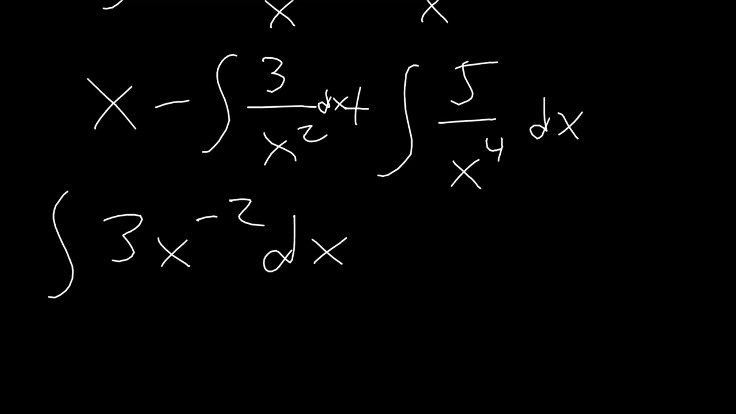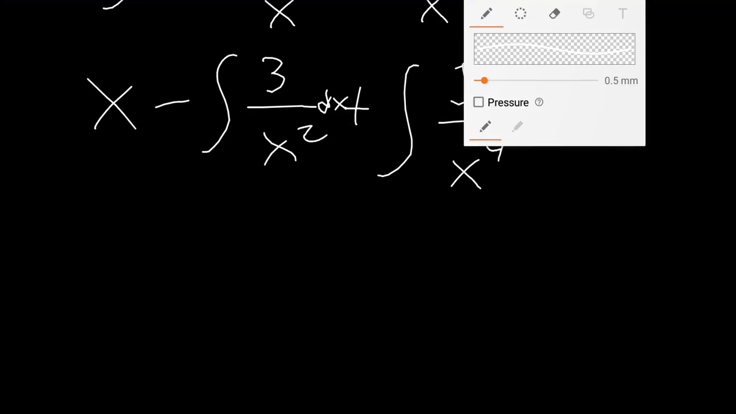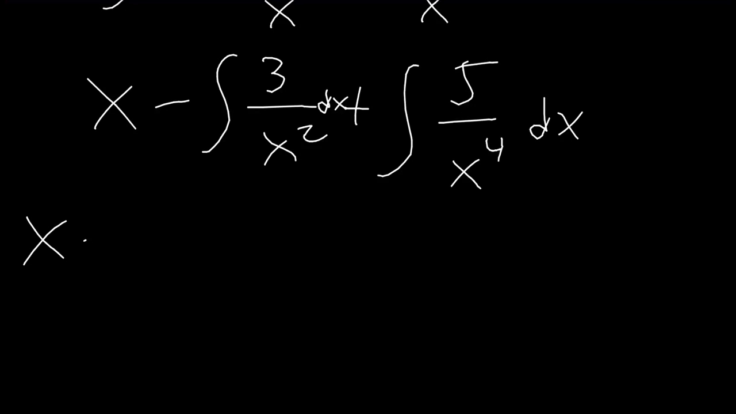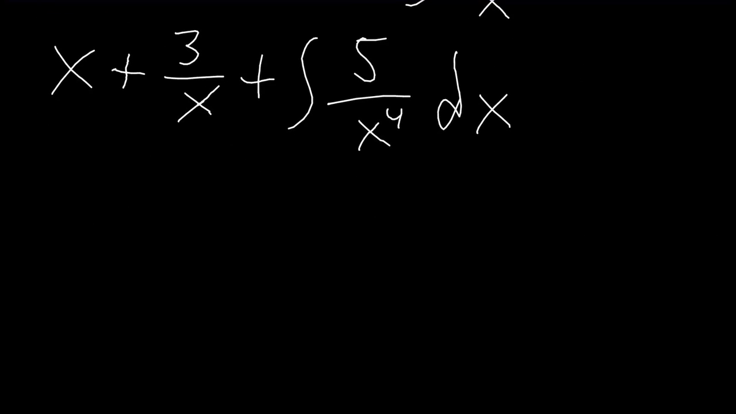Alright, so let's write that in. So it's x minus negative 3 over x, or x plus 3 over x. So x plus 3 over x plus the integral of 5 over x to the 4 dx. So now let's find the antiderivative of this.